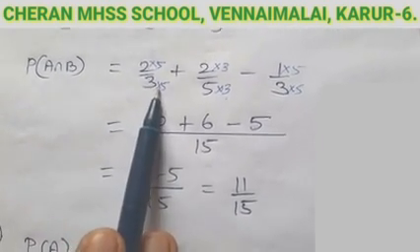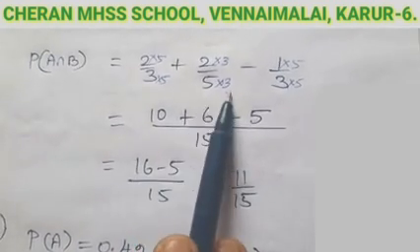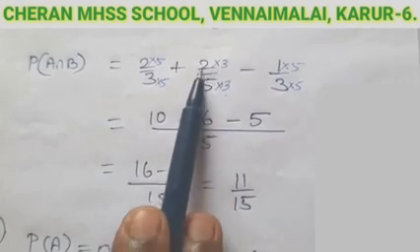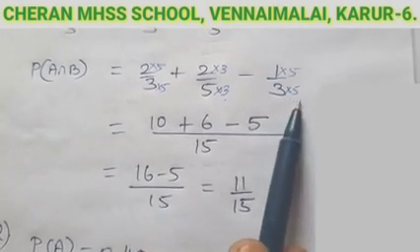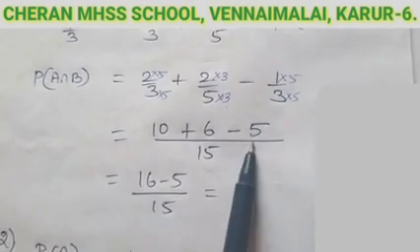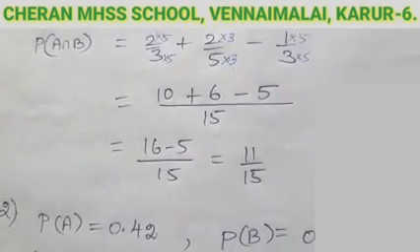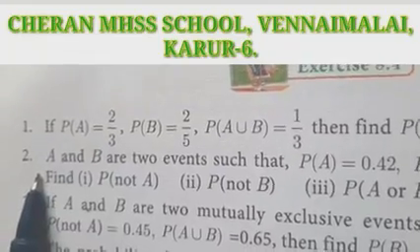So multiply by 5 in the numerator and denominator, we get 5 2s are 10 here. The same way multiply by 3. So we get 2 3s are 6. Here also in the same way we multiply by 5. So we get 1 5 is 5. Add both, it is 16. 16 minus 5 is 11. 11 by 15.